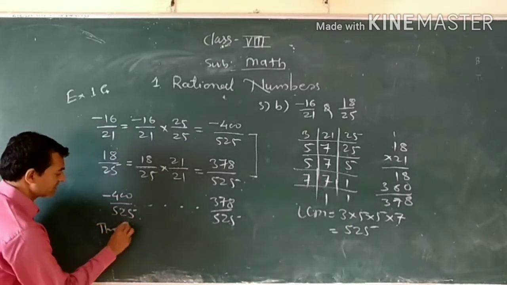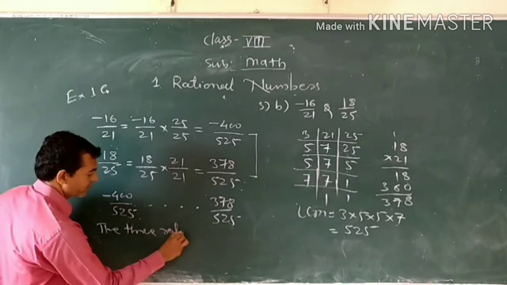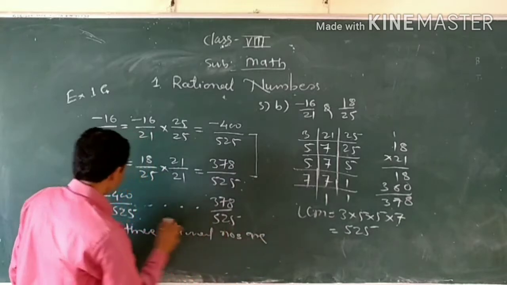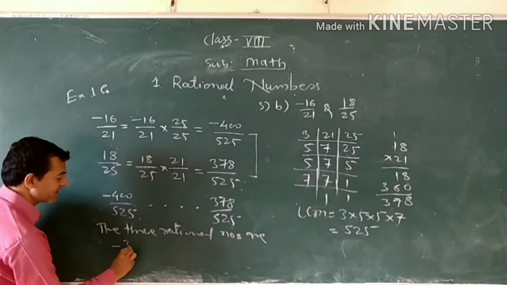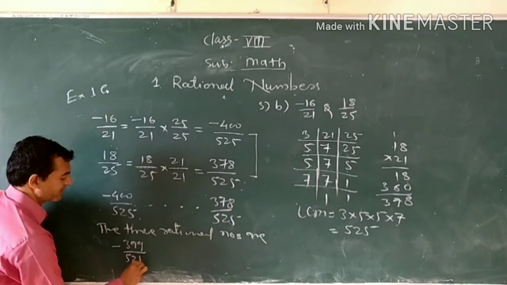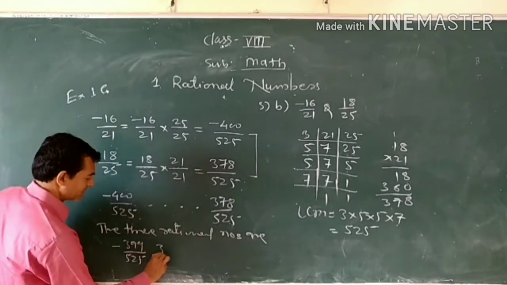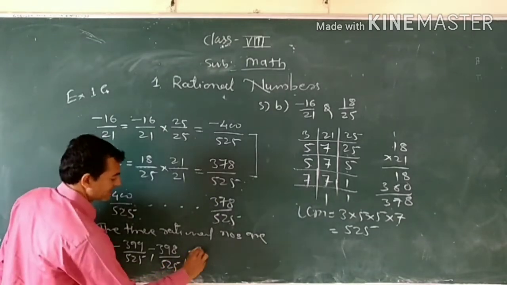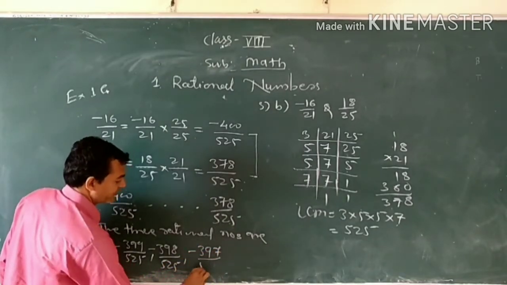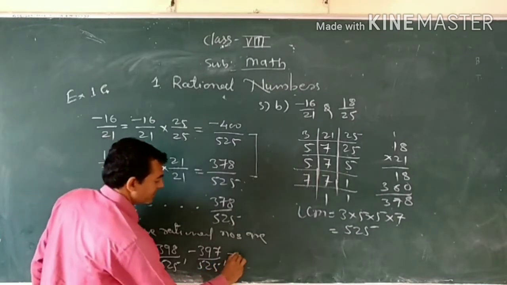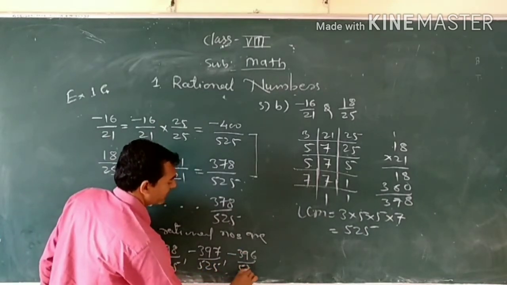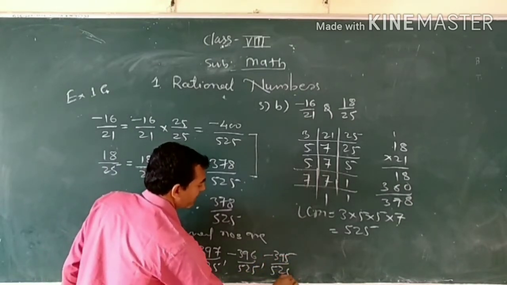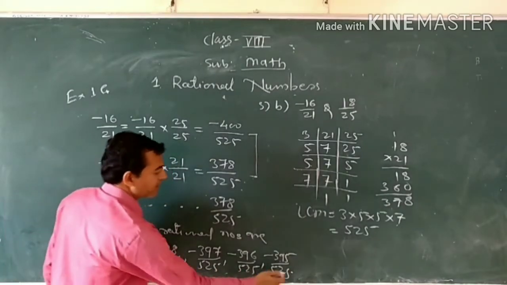So the 5 rational numbers are minus 400, means minus 399 by 525, then minus 398 by 525, minus 397 by 525, minus 396 by 525, minus 395 by 525. 1 2 3 4 5 over.